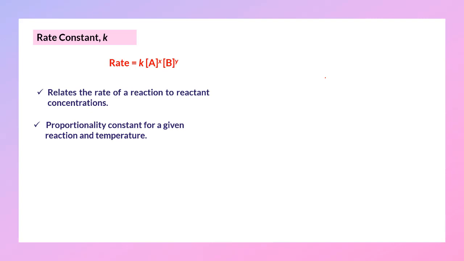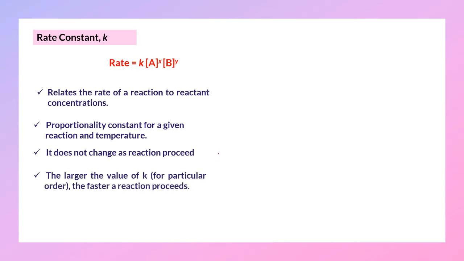Okay, rate constant. So what is rate constant? It relates the rate of a reaction to reactant concentration. Alright, and it is a proportionality constant for a given reaction and temperature. It does not change as the reaction proceeds, and it will remain constant if the temperature remains constant. The larger the value of k for a particular order, the faster the reaction proceeds.